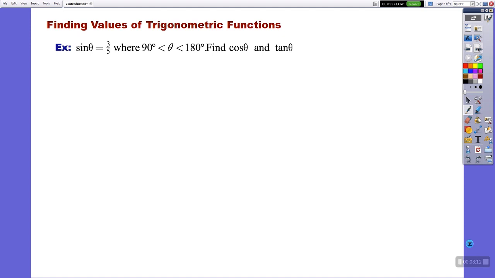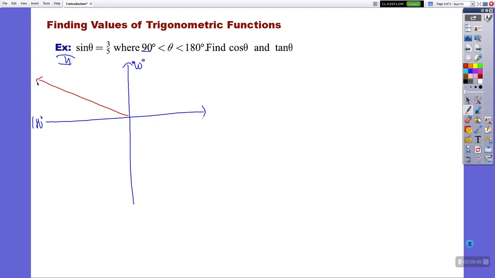The last thing I'm going to remind you is finding values of trigonometric functions. Let's suppose that you are given one trigonometric function, sine of theta, which is 3 over 5, in a quadrant between 90 and 180. Here is 90, here 180. Which means our angle will be located in the second quadrant. In the second quadrant, draw your angle and form a right triangle.